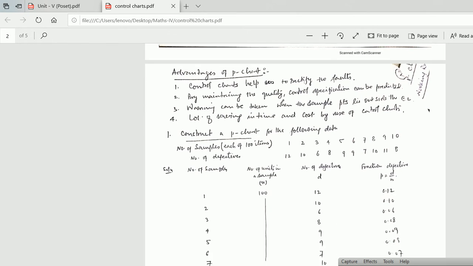Now see one example. Construct a P chart for the following data. Data is given: number of samples, each of 100 items.